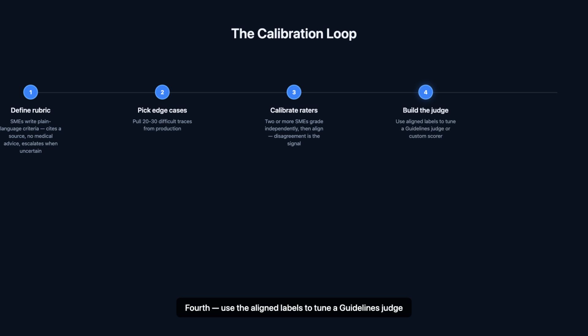Fourth, use the aligned labels to tune a guidelines judge or a custom scorer so its verdicts match the experts. Fifth, pass that calibrated judge to MLflow.GenAI.evaluate and run it against nightly traces. The calibrated judge can then grade thousands of traces consistently, while your experts focus on the genuinely hard cases.